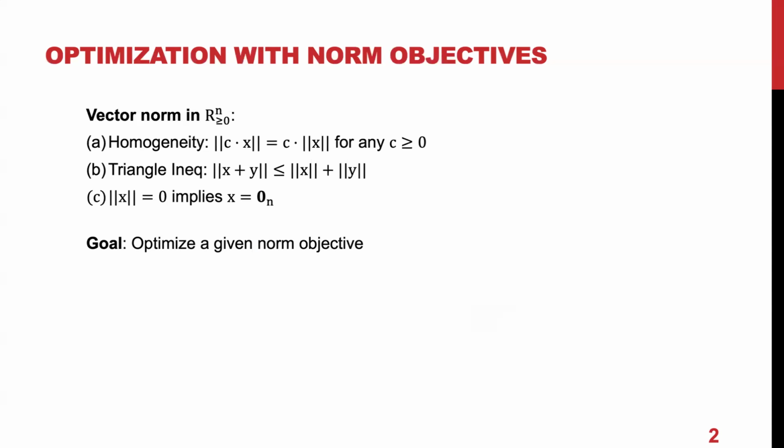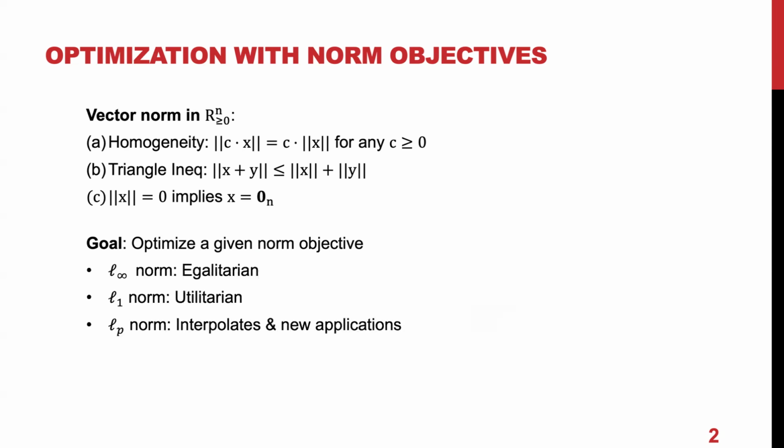So a norm satisfies three properties: homogeneity, where we multiply by a scalar and the norm increases by the same factor, the triangle inequality, and the norm is zero if and only if the vector is the all zero vector. And as I was saying, we are interested in optimization problems where you want to optimize a norm objective. Some classical norms are the L infinity norm, where you want to minimize the max, which is the maximum coordinate, L1, which is the sum of the entries of the coordinates, and Lp norms. And they have many different motivations for different applications.